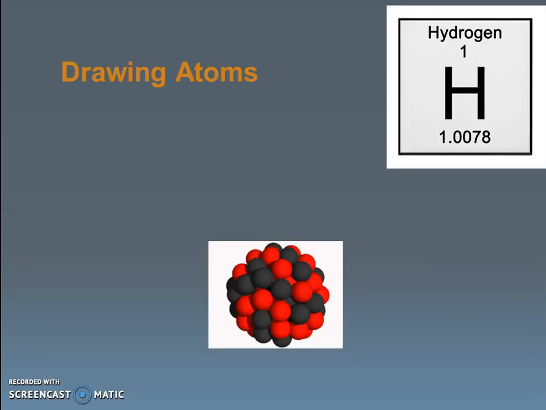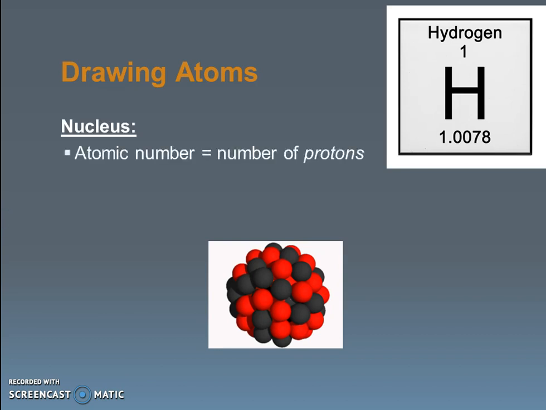Alright, so let's talk about how to draw one of these atoms. Again, hopefully a review for you. So let's start with just talking about the nucleus. Don't forget that our atomic number for an element is the number of protons you'll find in the nucleus. So hydrogen, for example, atomic number 1 has 1 proton.